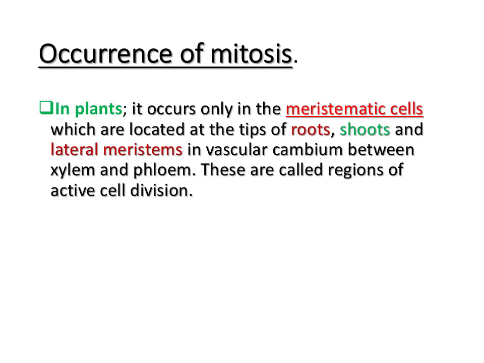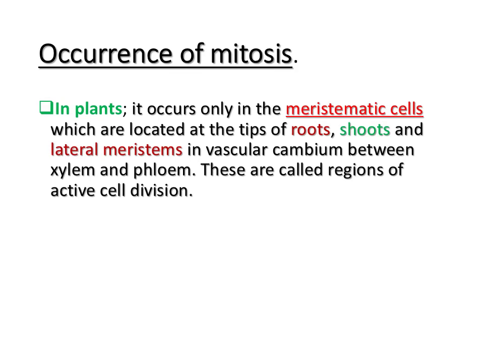In a plant, mitosis occurs in meristematic cells. The meristematic cells are those cells that have active mitotic division that's concerned with growth, and they are normally located at the tips of roots, shoots, and lateral meristem that are located in the vascular cambium. The vascular cambium is between the xylem and the phloem.